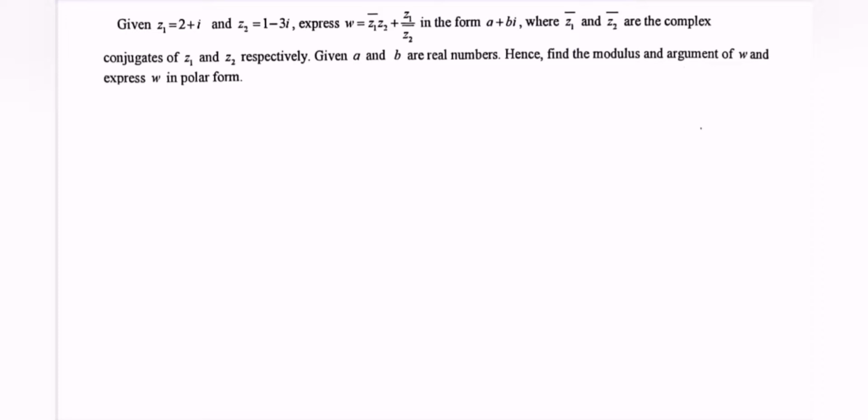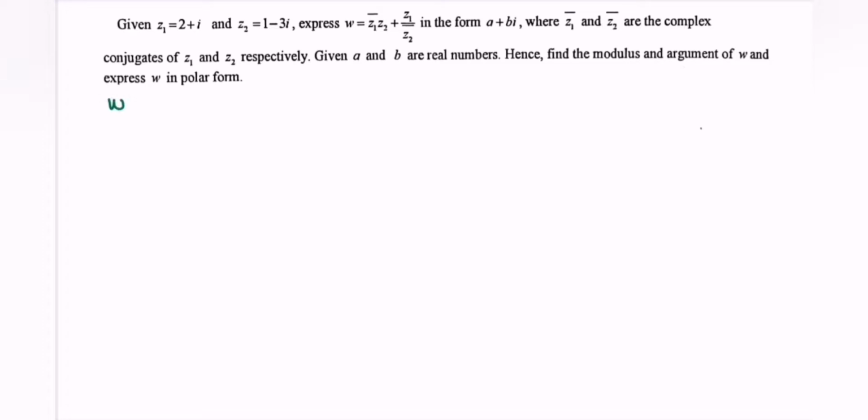Given z sub 1 equals 2 plus i and z sub 2 equals 1 minus 3i, kindly express w, which is equal to the given expression. What we have to do is substitute z1 and also z2.